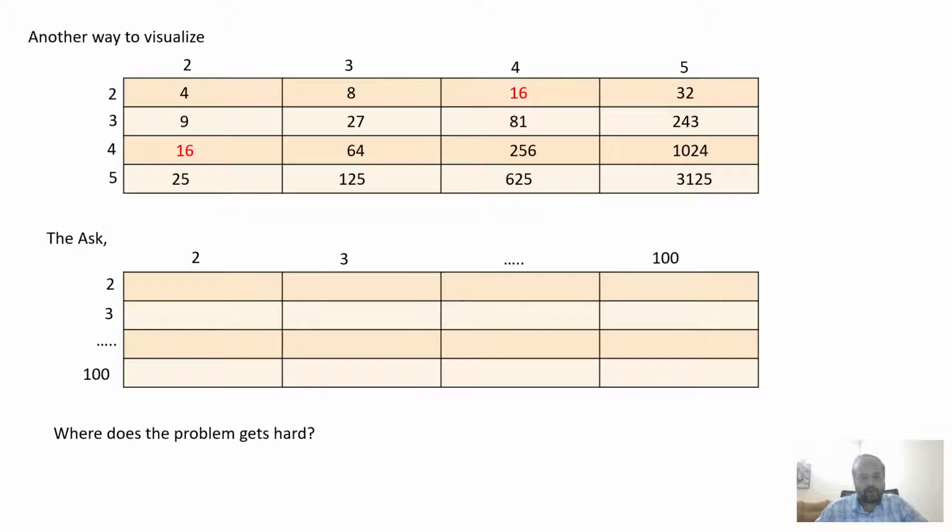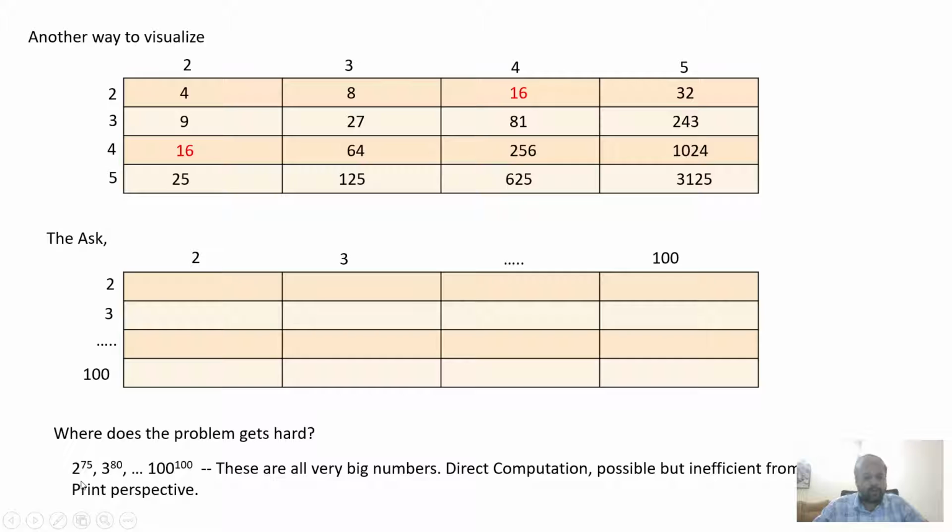Now, where does this problem get hard? If you look at it from the outset, you can do it: 2 power 2, 2 power 3, 2 power 4, 2 power 100, 3 power 2. You can compute the powers and then just find the distinct ones and return the answer. So where does this problem get hard? It really gets hard when it wants to compute bigger numbers. Take anything, like 2 to the power 75, 3 to the power 80. I'm just arbitrarily listing numbers. The max is 100 to the power 100, 97 to the power 88. These are all very big numbers.